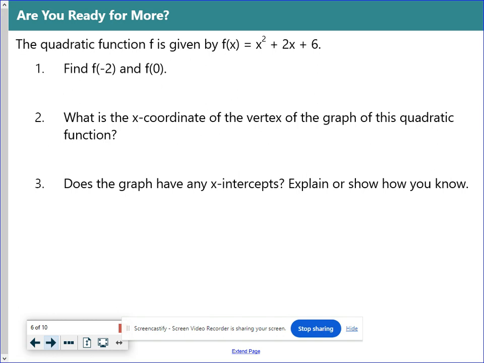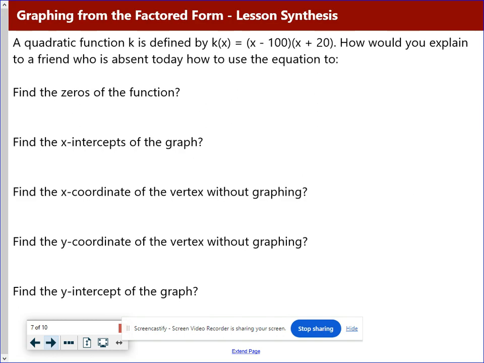And if I was there with you today, I would do the Are You Ready for More? But I'm not there. So this is not in your book, so I just need you to be watching this and kind of following along. If I've got this quadratic function, k of x is equal to x minus 100 times x plus 20, how would you explain to a friend how to do all of this different stuff?